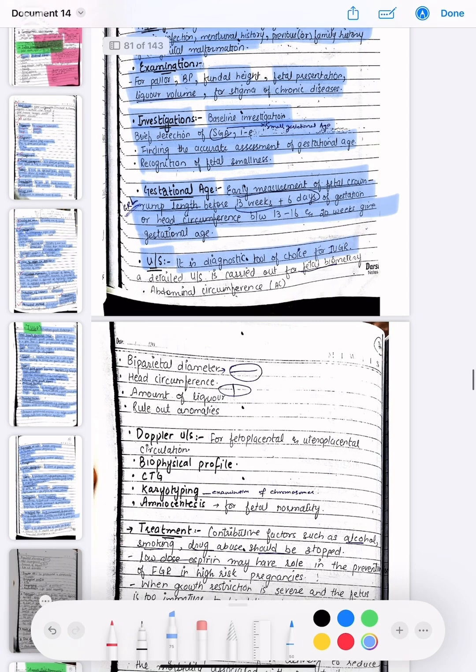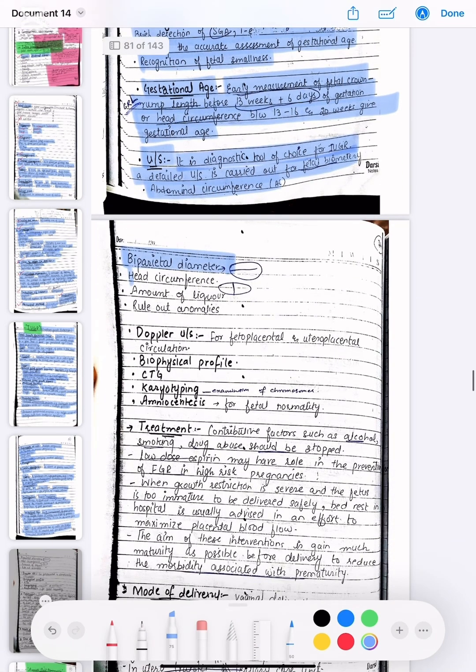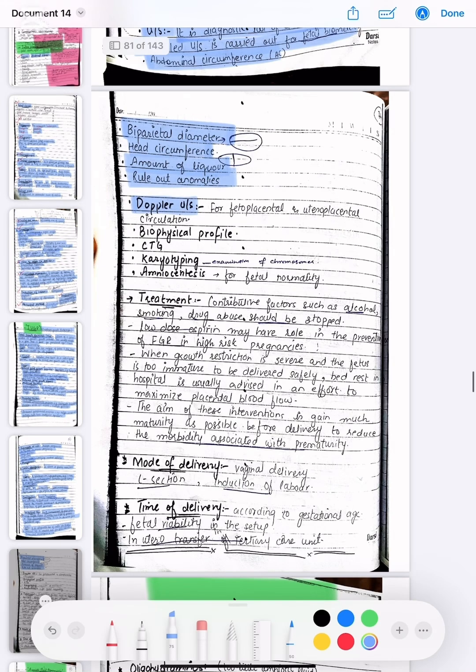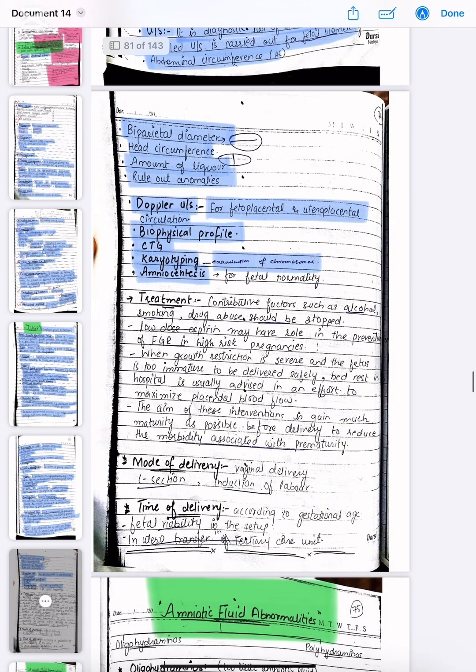A detailed ultrasound is carried out for fetal biometry, abdominal circumference, biparietal diameter, head circumference, and amount of liquor, and to rule out anomalies. Then Doppler ultrasound is done for fetoplacental and uteroplacental circulation. Biophysical profile is done, CTG is done, karyotyping is done, which is the examination of chromosomes, and amniocentesis is done for fetal abnormality.